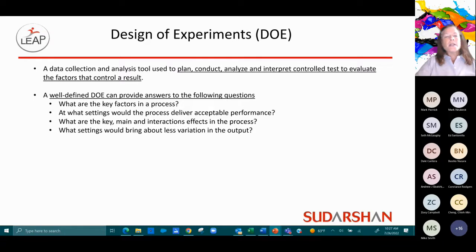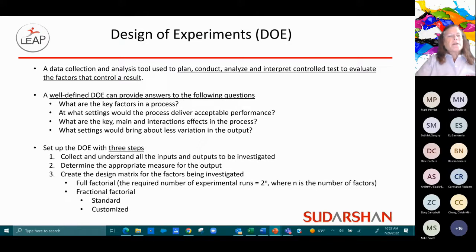Also, it allows us to take a look at the main and interaction effects of the process. So not only does it give us the ability to look at the key factors, but when two factors are interacting with each other, how they impact the results that you're getting. And then lastly, which is very important once you get to the production side, what settings would bring about the least amount of variation in the output of that particular process.